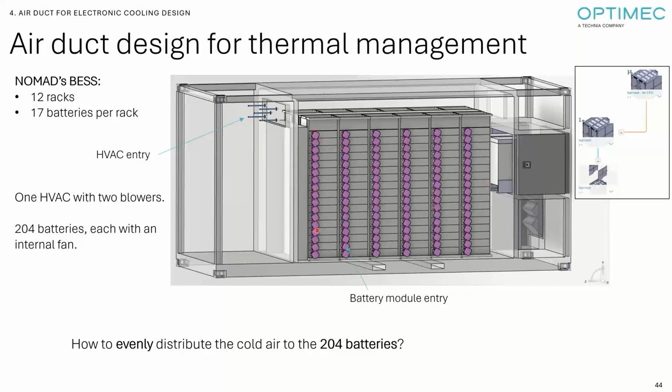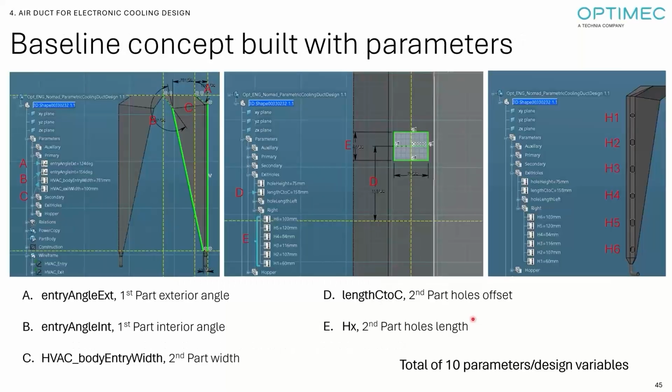So here what you see are the battery racks. You have 12 racks and each rack has 17 batteries piled up. So we are going to use the algorithm to help us find the most suitable design. So we first have to think of a concept, and we have this baseline concept.